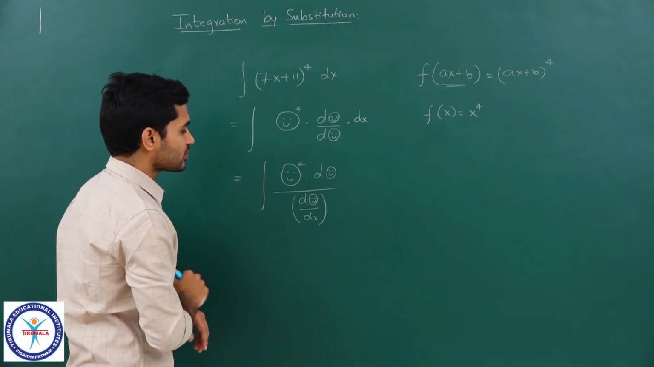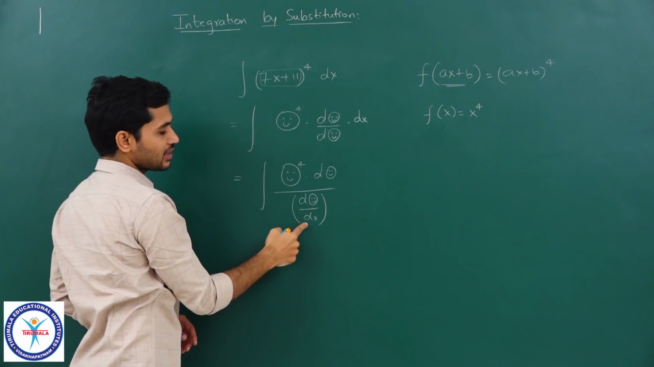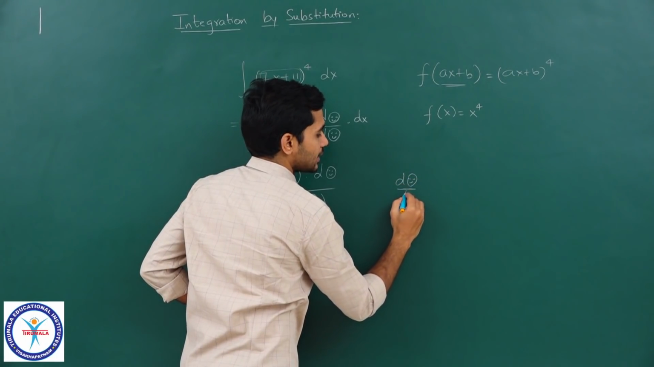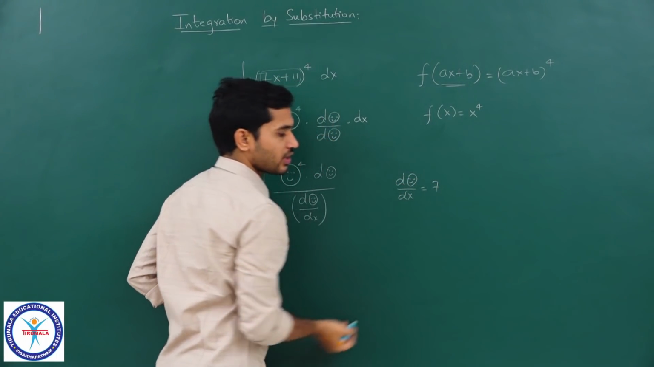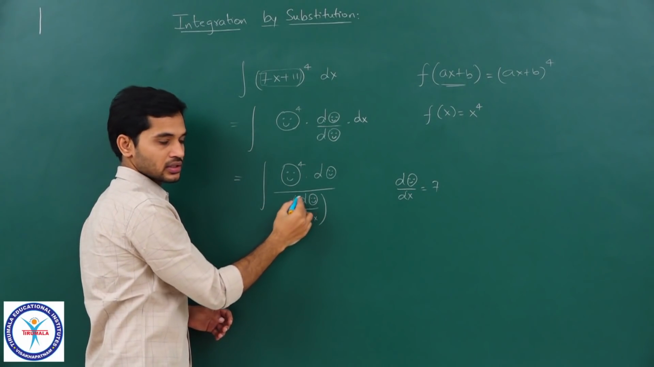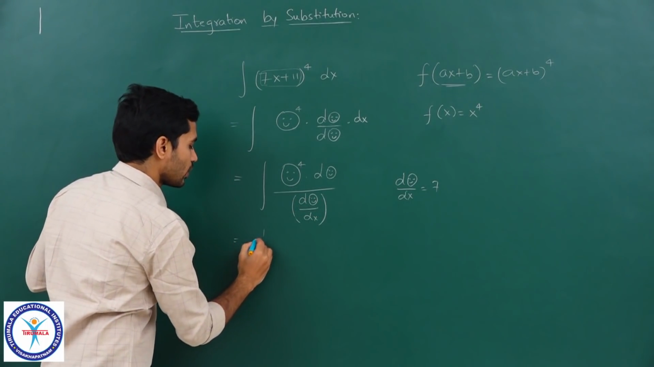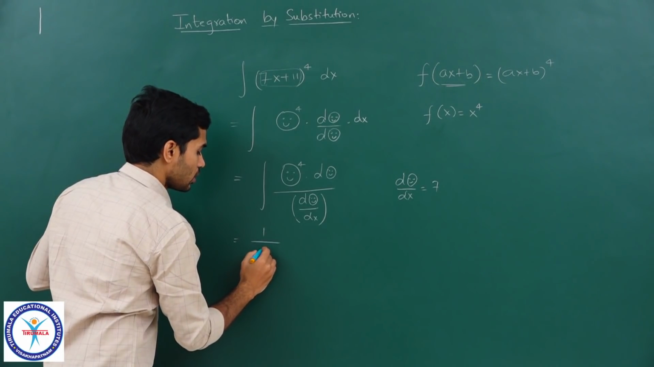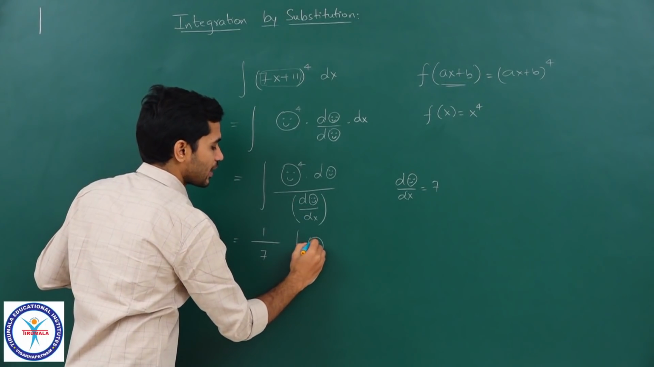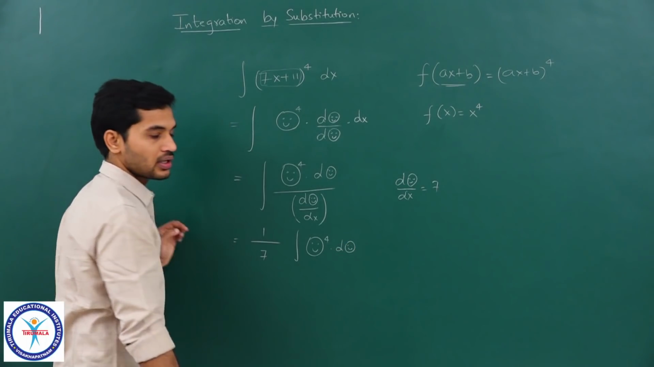Clear? Now, if I assume that my Smiley is this expression, can I clearly say that the value of d Smiley by dx in this case is nothing but 7, correct? It is nothing but 7 in this particular case. So, this becomes a constant, right? And because this is a constant, I can bring this outside the integral, correct? So, this becomes 1 by 7, and this will be integral of Smiley power 4 d Smiley, and this is something which we can easily integrate, correct.